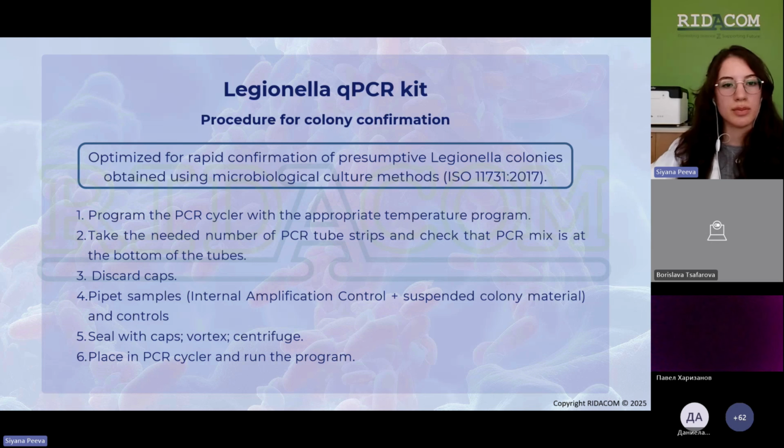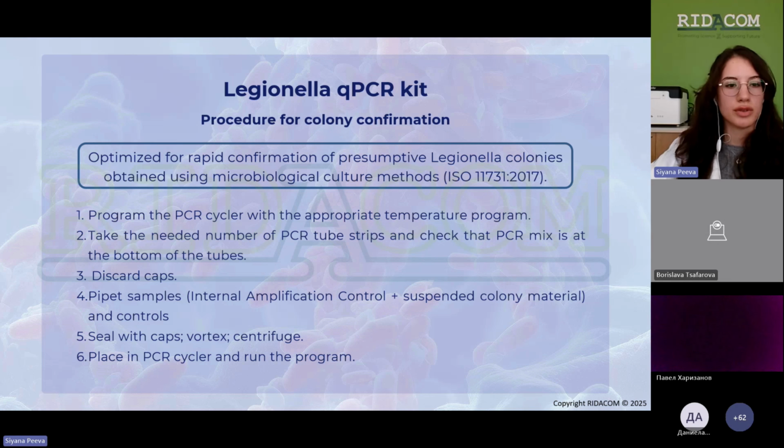So the first step is the same: the PCR cycler with the appropriate temperature program. And here it's a little bit different than the one shown in the clip before. Then again, the same step: take the needed number of PCR tube strips and check that the PCR mix is at the bottom of the tubes. If it's not, you can centrifuge them. Then discard the caps and pipette the samples and the controls.